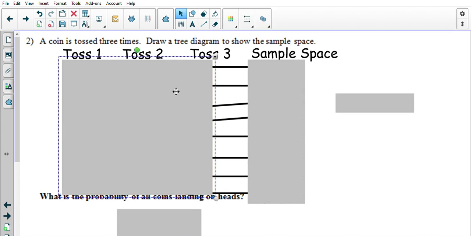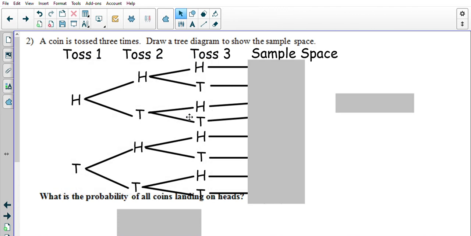So now our outcomes for each of those events, that's the heads or tails. So for toss 1, it can be heads or tails. For toss 2, it can also be heads or tails. So if you get heads on toss 1, then you could get heads or tails on toss 2. If you get tails on toss 1, you could get heads or tails on toss 2. Then for toss 3, we have the same outcome. So off of each of these guys, we've got to have 2 branches coming off of those.